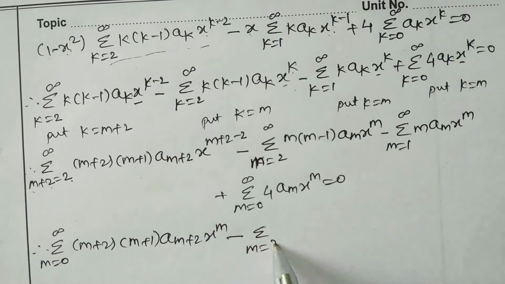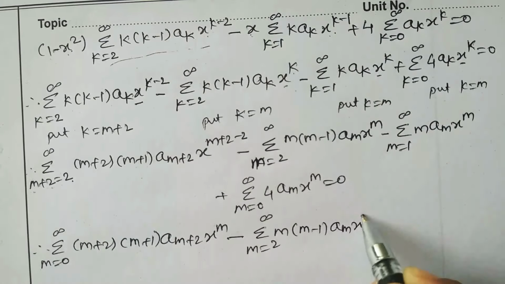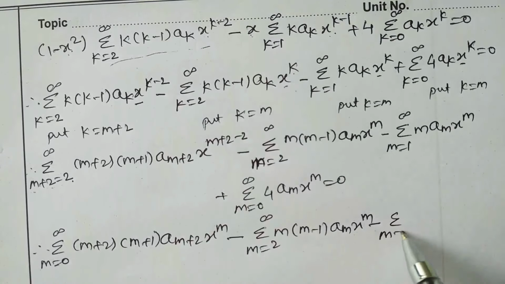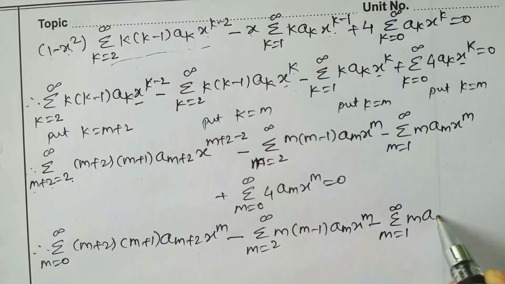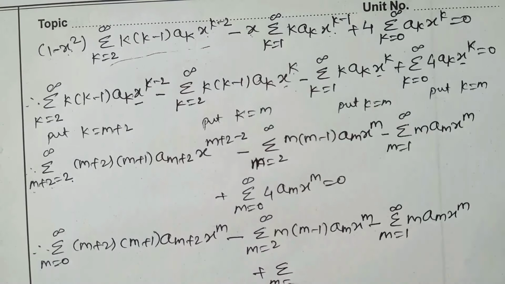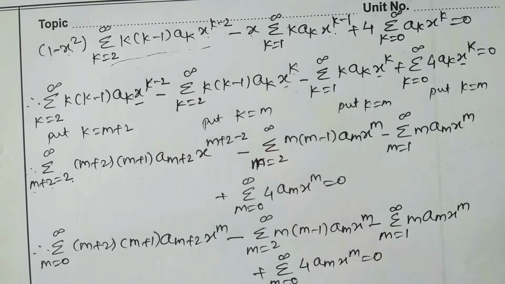Minus the remaining 3 terms as they are: summation m varies from 2 to infinity of m into m minus 1, am x to the m, minus summation m varies from 1 to infinity of m into am into x to the m, plus summation m varies from 0 to infinity of 4am x to the m equals 0.